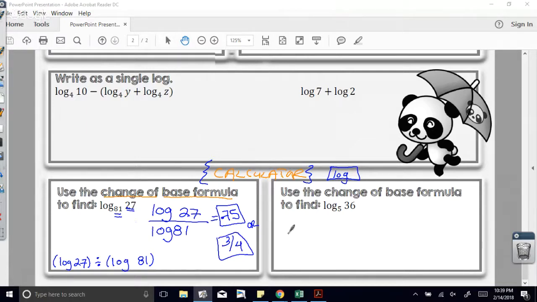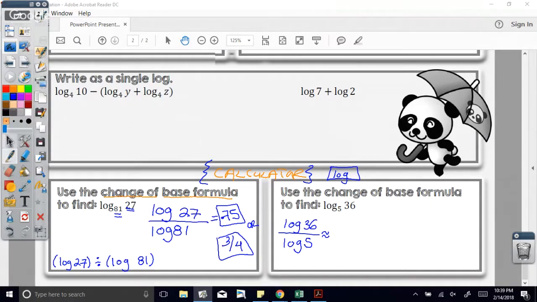Okay, so this last one, same thing, we're using change of base formula, so we're going to turn this into a common log. We've got log over log. The big number, 36, stays in the numerator. The small number, 5, stays in the denominator. This time, it's not going to give us a perfect answer, so we're going to round to 3 decimal places.